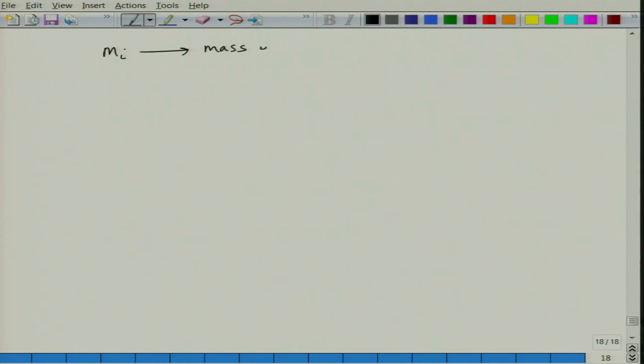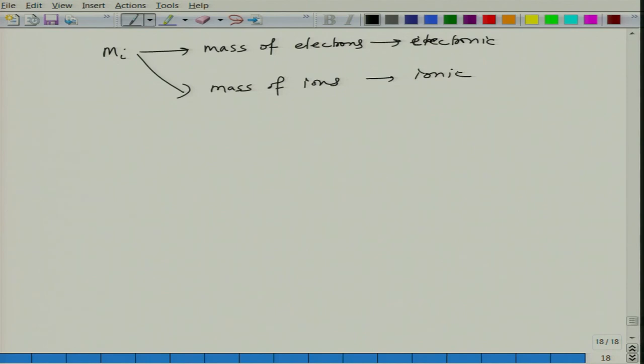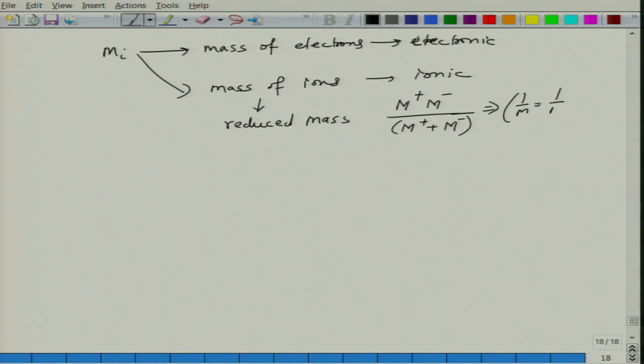Here you can consider m_i could be either the mass of electrons, for electronic polarization, or it could be the mass of ions for an ionic polarization system. And generally for ionic polarization, we consider the reduced mass of the system, which is given as m plus m minus divided by m plus into m minus, coming from 1 over m equal to 1 over m plus plus 1 over m minus.